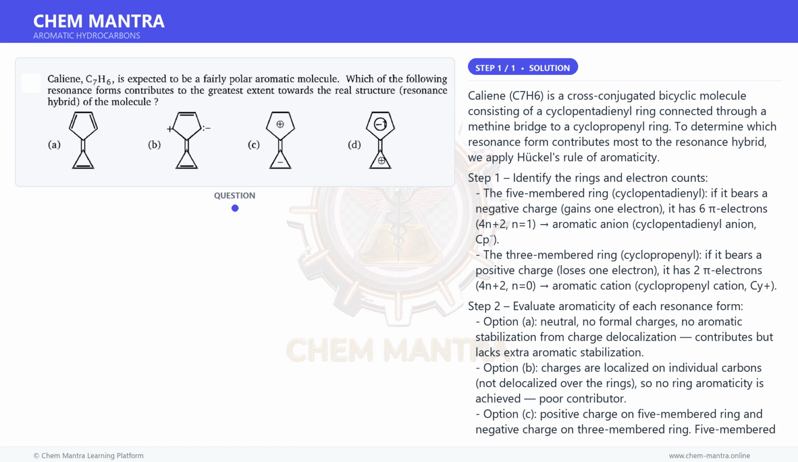Step 1. Identify the rings and electron counts. The 5-membered ring, cyclopentadienyl, if it bears a negative charge, gains 1 electron. It has 6 pi electrons, 4n plus 2, n is equal to 1, aromatic anion, cyclopentadienyl anion, Cp-. The 3-membered ring, cyclopropenyl, if it bears a positive charge, loses 1 electron. It has 2 pi electrons, 4n plus 2, n is equal to 0, aromatic cation, cyclopropenyl cation, Cy+.